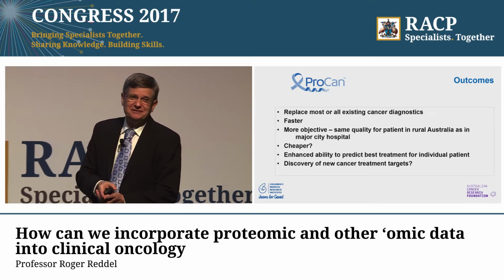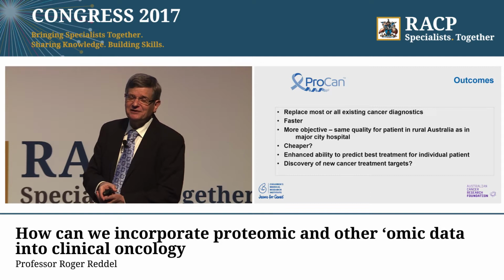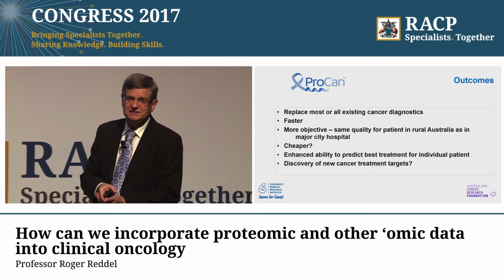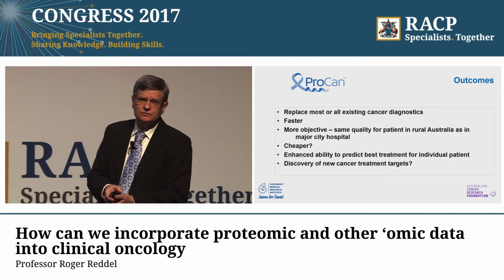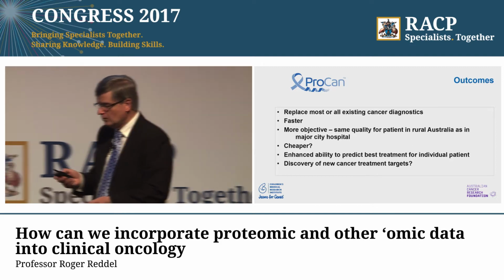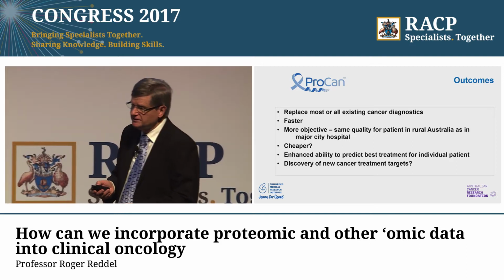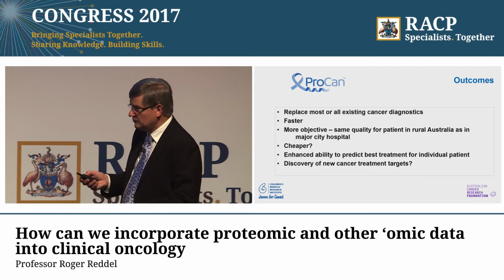But I think if we create a database of this size of new information about cancer, it's almost inconceivable that we won't discover new treatment targets, new molecules that can be used as the basis for developing new treatments.